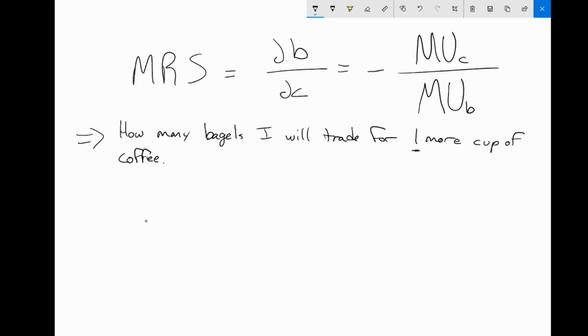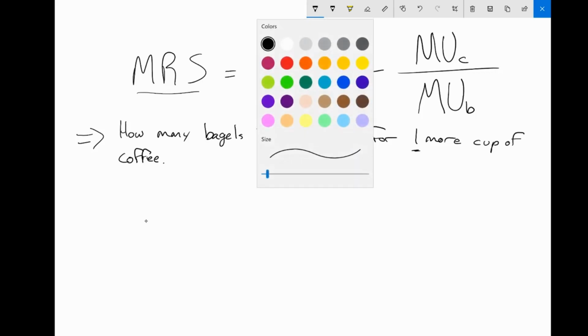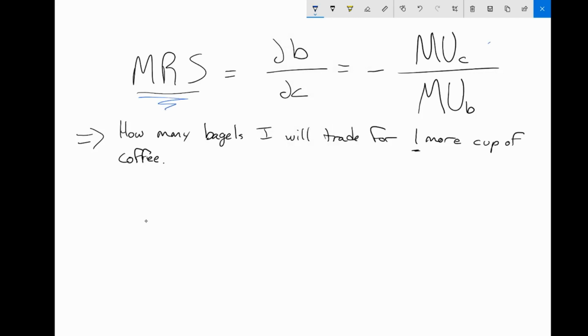Okay, now let's just discuss this for one more second and take this understanding a little bit deeper. Because the fact that the marginal rate of substitution is a function of the marginal utilities of the goods is very interesting. And so it can give us a little bit more depth into our understanding of economic decision making. Okay, so let's think about this. The marginal rate of substitution is the ratio of the marginal utility of coffee to the marginal utility of bagels. What does that tell me?